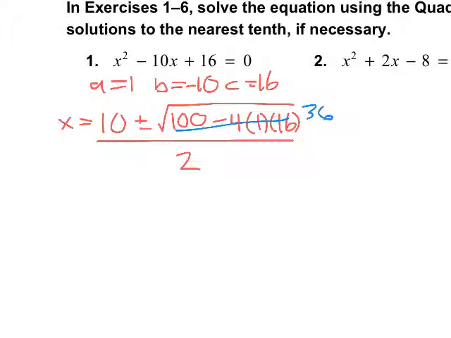Okay? So I have x equals 10 plus or minus the square root of 36 over 2. Okay? So then I can go ahead and take the square root. So the square root of 36 is 6.